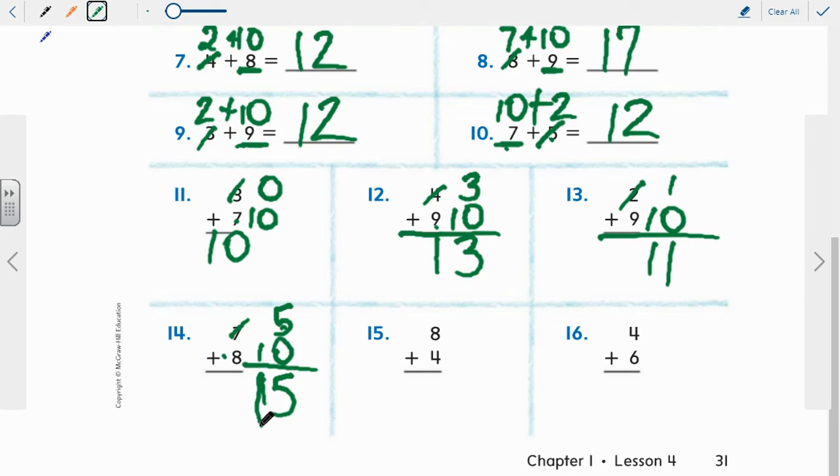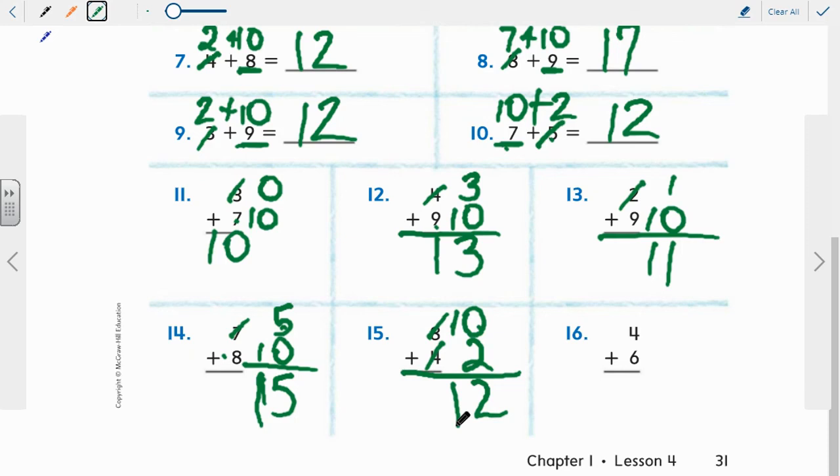I need to get that 8 to become a 10. So I need to borrow 2 to have that happen. So when I take those 2 away from my 4, I'm left with a 2 there. 0 plus 2 is 2. 1 plus 0 is 1.